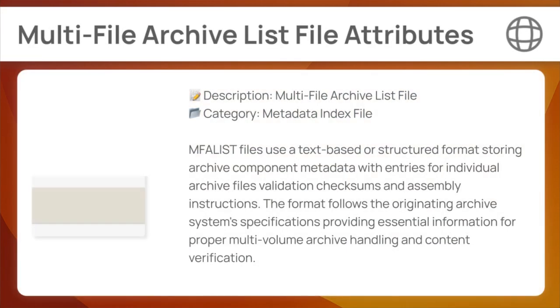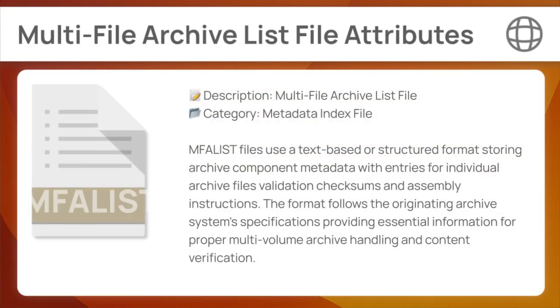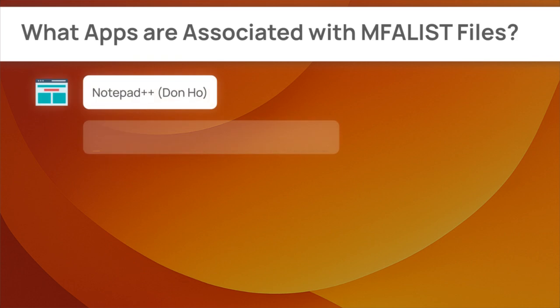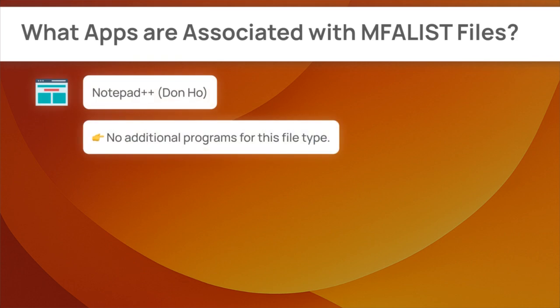MFALIST files use a text-based or structured format storing archive component metadata with entries for individual archive files, validation checksums, and assembly instructions. The format follows the originating archive system's specifications, providing essential information for proper multi-volume archive handling and content verification. The software default for the MFALIST file type is the solution provided by Don Ho's Notepad++.